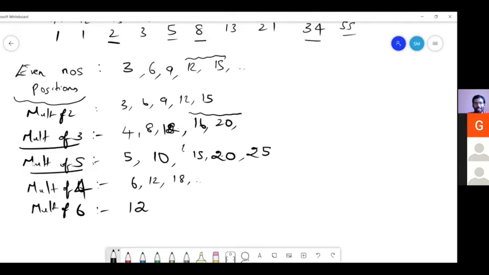If a number is a multiple of 6, it is a multiple of 2 and 3. Exactly, and the co-primes condition. Similarly, 3 and 5 give a multiple of 15. So now the multiples of 2 occur at 3, 6, 9, 12, and so on. Multiples of 3 occur at 4, 8, 12, 16, and so on.